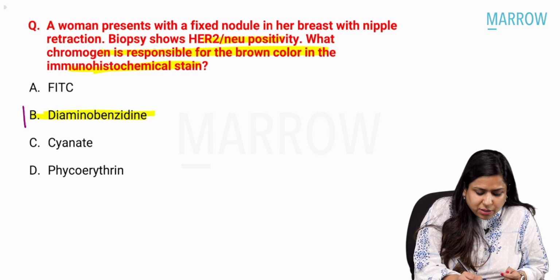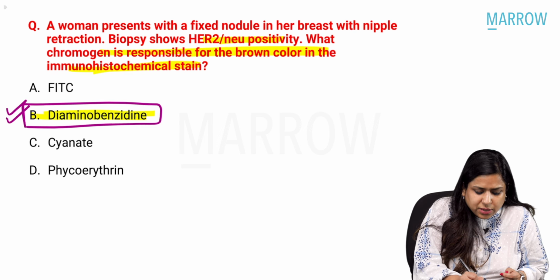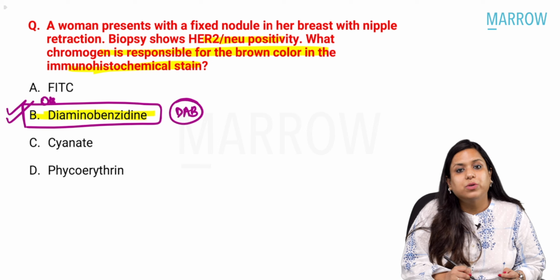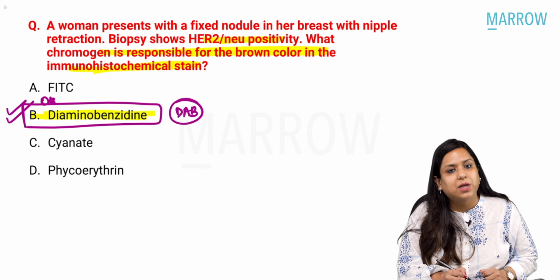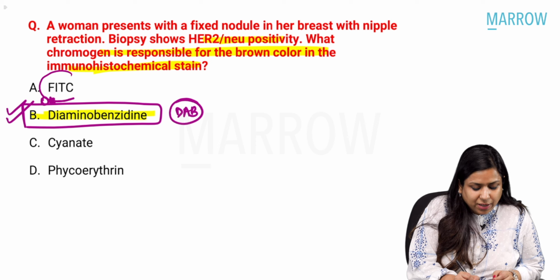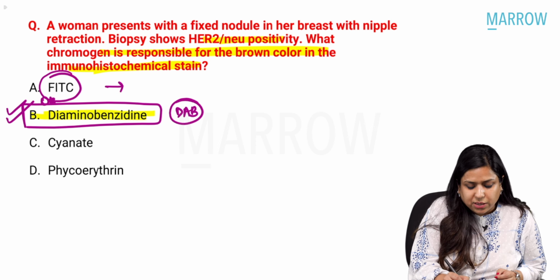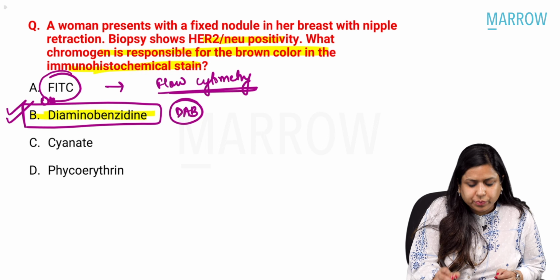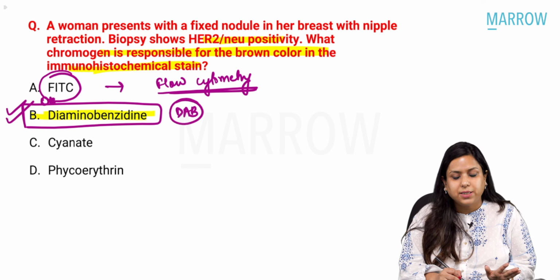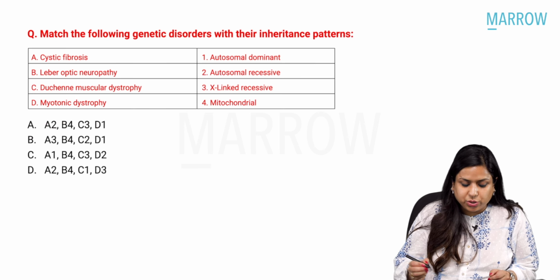Diaminobenzidine. So the answer to this question is direct. It is diaminobenzidine, or DAB. The IHC positivity, the brown color, is due to DAB. Understood? In future exams, the question can be on FITC, students. FITC is basically the stain which is used in flow cytometry. Done? Easy? Let's move to the next question.